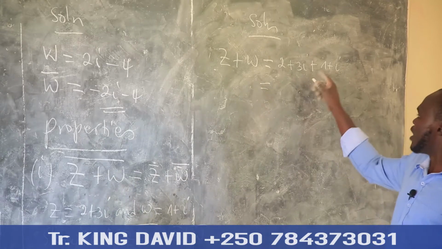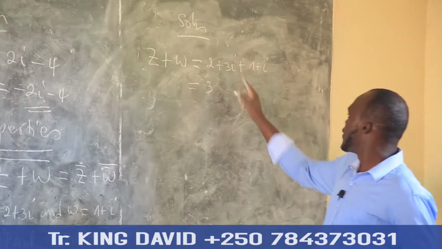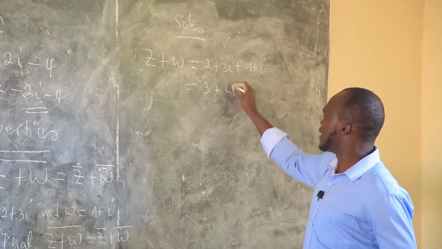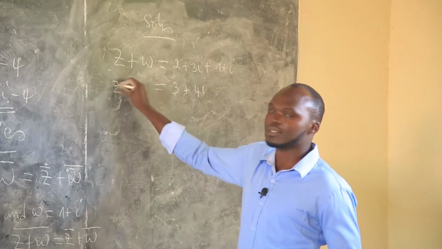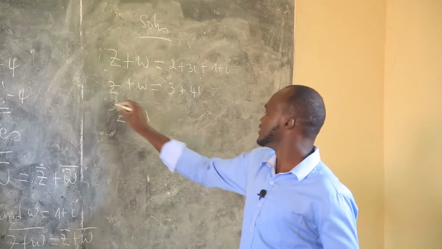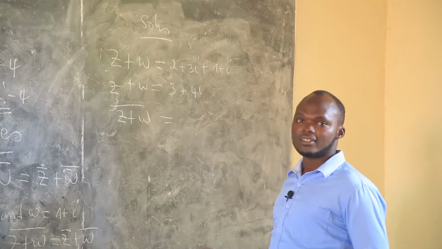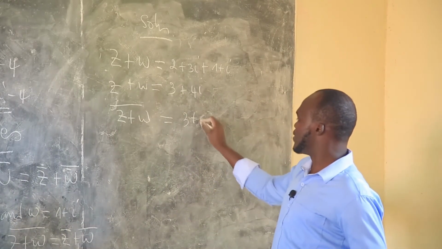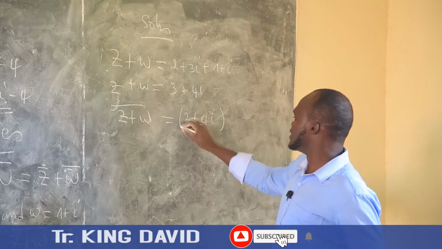Then 2 plus 1, that's 3. 3 plus 1, that is 4i. That is Z plus W. So what is the conjugate of Z plus W? It is the conjugate of the answer. That is the conjugate of 3 plus 4i.